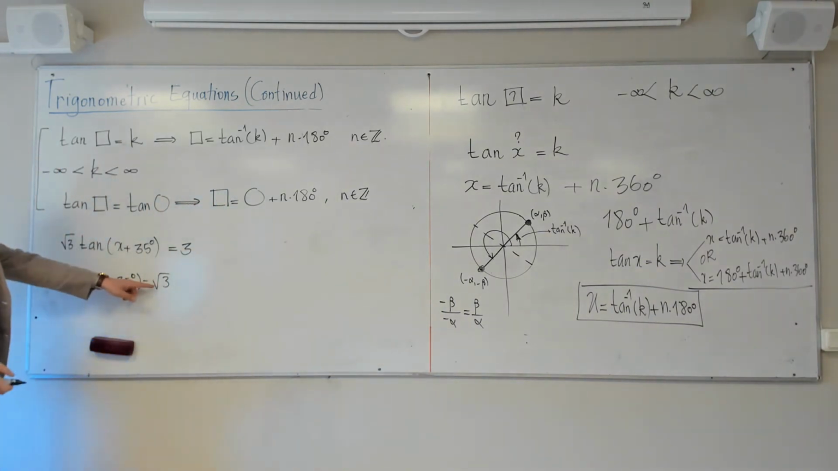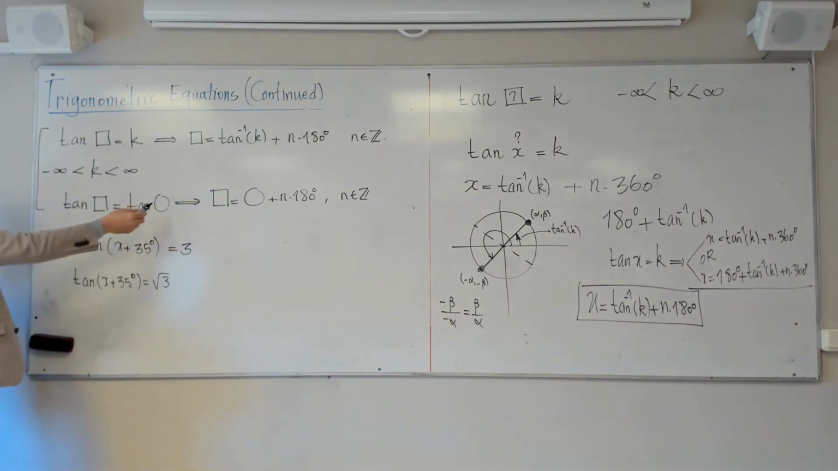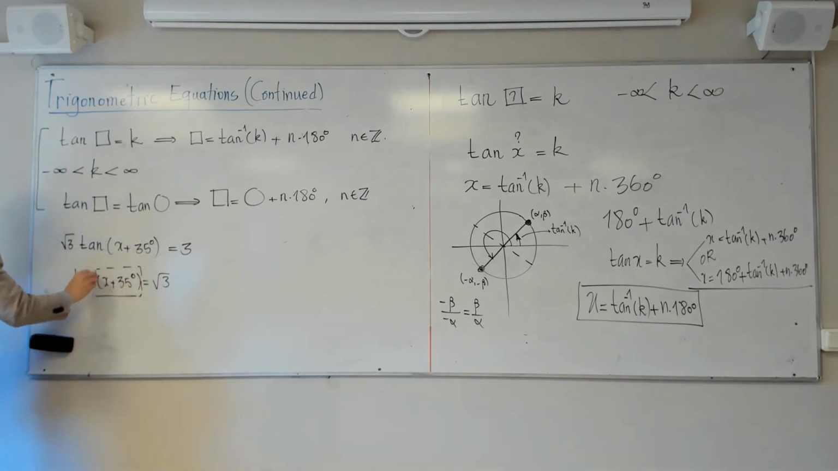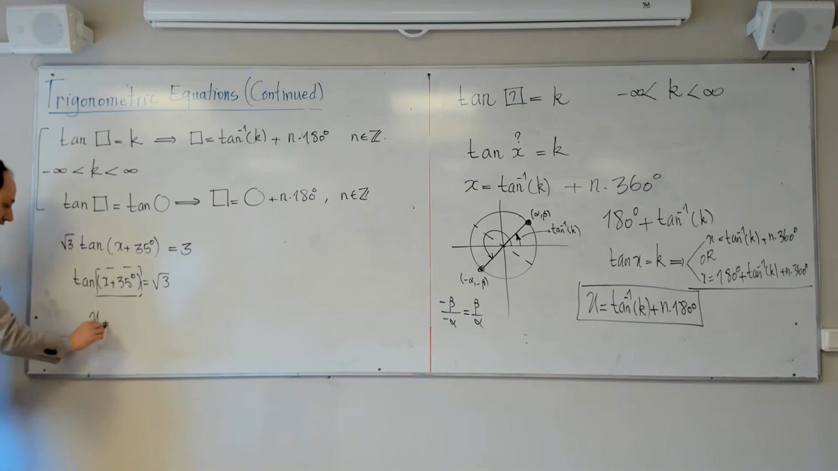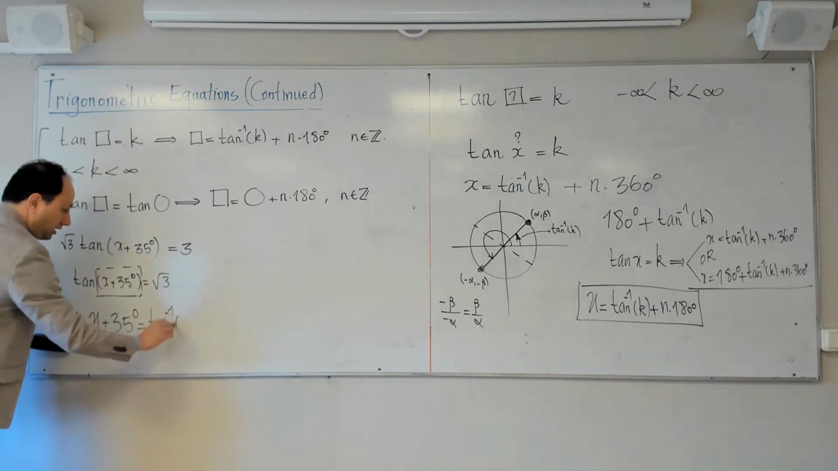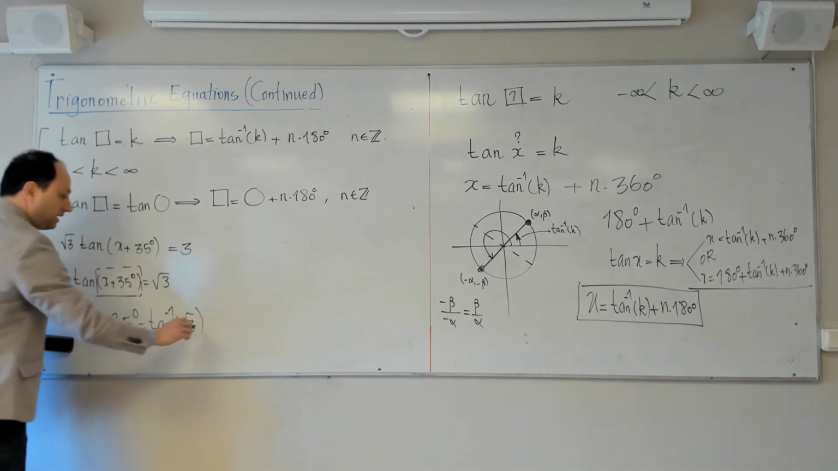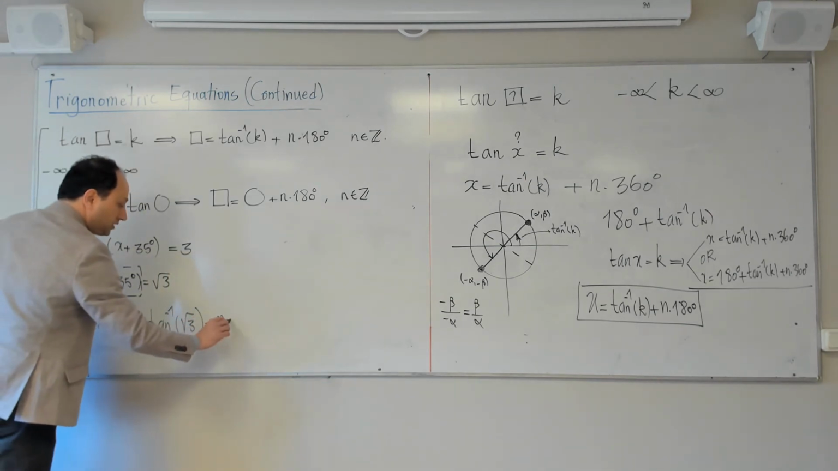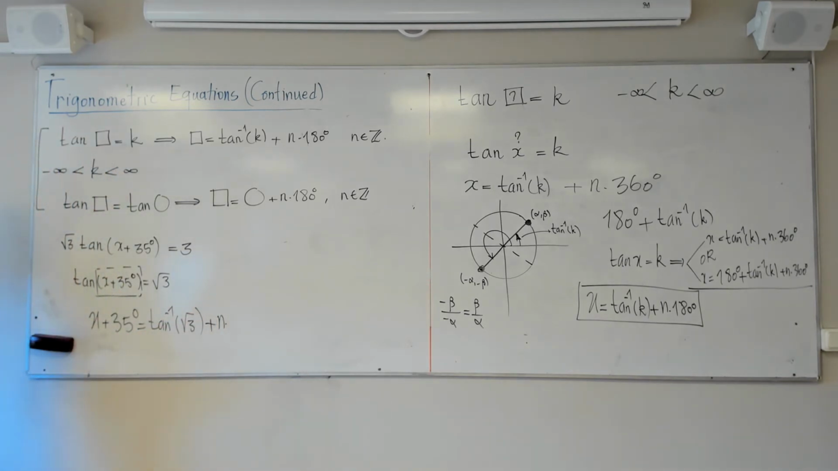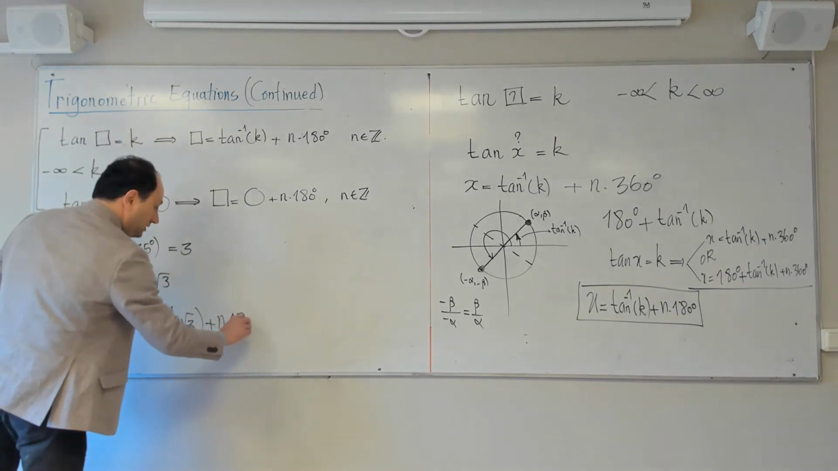But now, let me use this version. So this is playing the role of the box now. So the box, which is x plus 35 degrees, is equal to the tangent inverse of square root of 3 plus n times, be careful, not 360 degrees. If you write 360 degrees, it is not wrong, but it is not complete because you are not considering all the points. You are considering one part of the points, yes? So be careful, you have to write this.